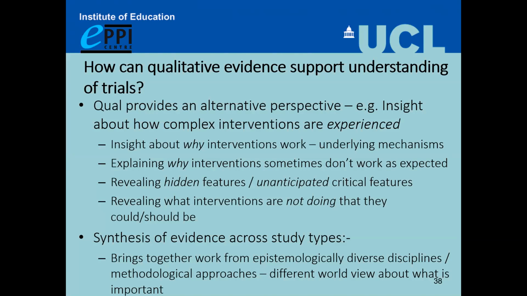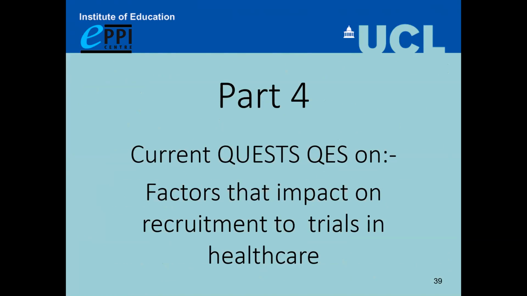And then this kind of synthesis of evidence across study types, bringing together the qualitative evidence with the trials at a synthesis level, helps to bring together work from these epistemologically diverse disciplines, bringing together these different worldviews about what is important.